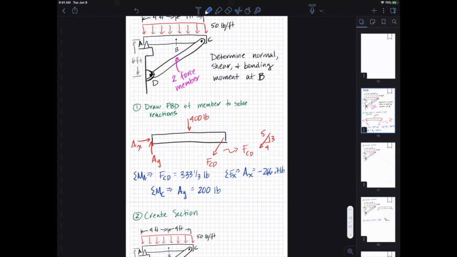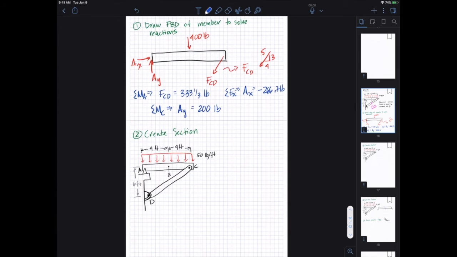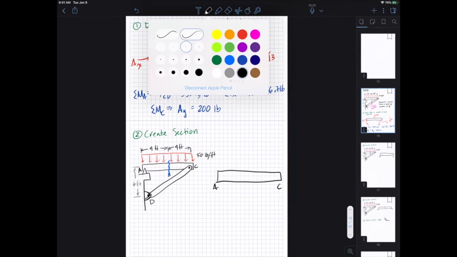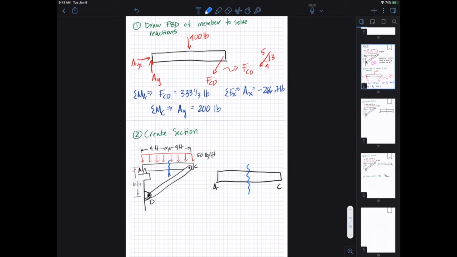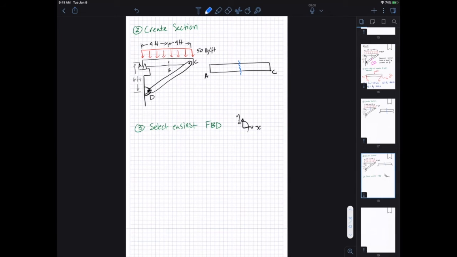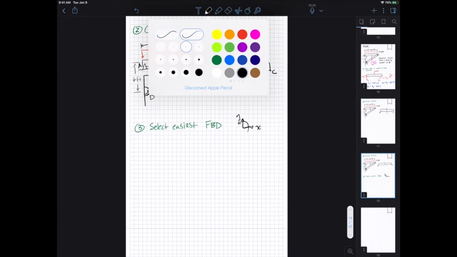So now what's our next step? We need to go ahead and actually create the section. So we'll make our little squiggly line and separate our free body diagram into two separate sections. So here, take this thing and split it up here. And from there, we want to go ahead and draw free body diagrams and try and find the easiest one that's going to get us what those internal forces are where that squiggly line is. So we'll select the easiest free body diagram. So let's think about what those are going to look like.